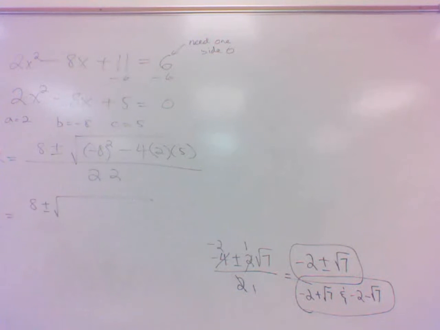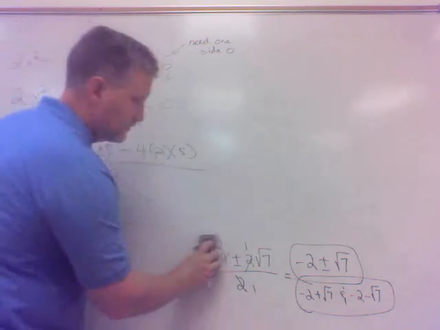negative 8 squared. I am squaring the negative, so that's negative 8 times negative 8. That's positive 64. Minus 4 times 2 is minus 8 times 5 is minus 40. So I'll wind up subtracting 40 here in the square root, and then dividing all by 4, which gets me x equals 8 plus or minus the square root of 24 over 4. Pretty good answer. All I need, though, is to simplify.